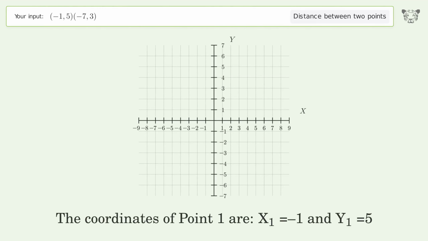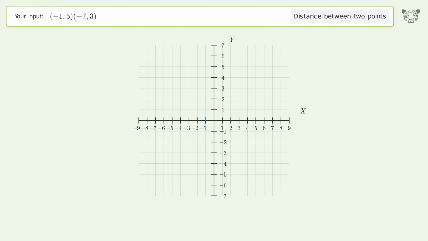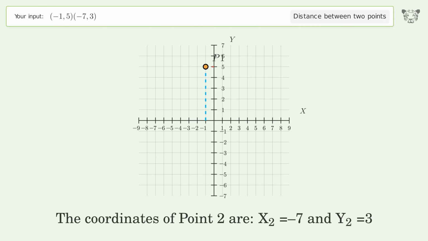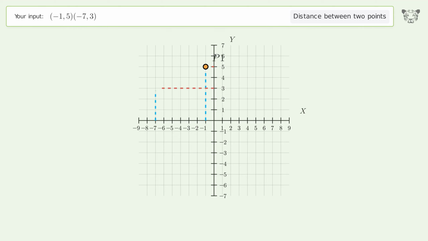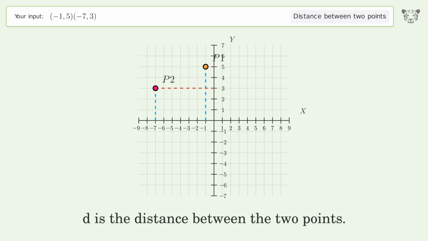The coordinates of point 1 are x1 equals -1 and y1 equals 5. The coordinates of point 2 are x2 equals -7 and y2 equals 3. D is the distance between the 2 points.